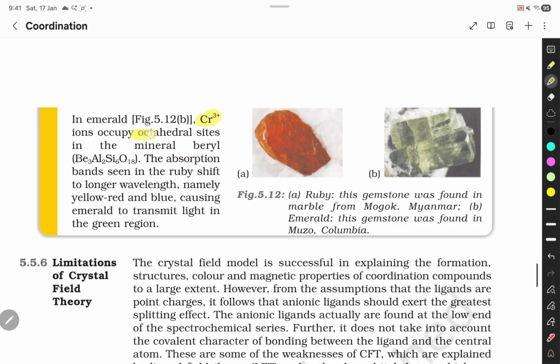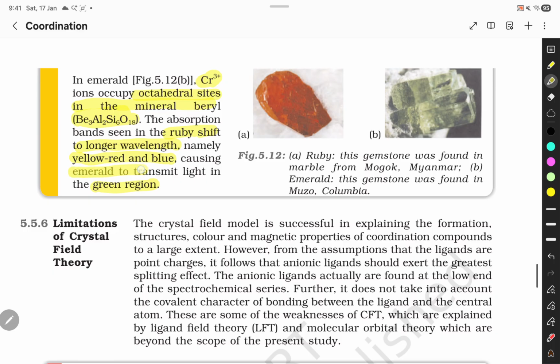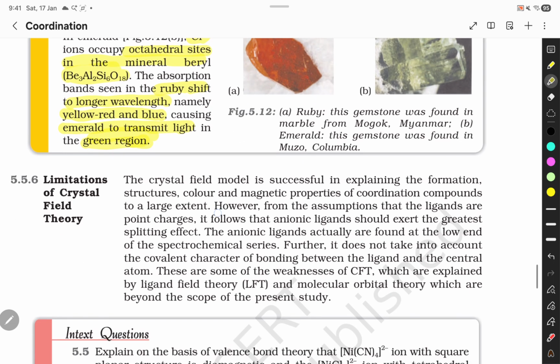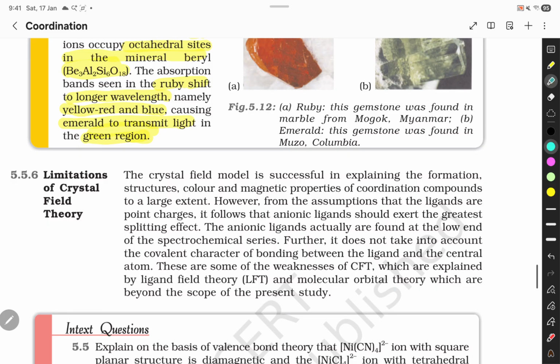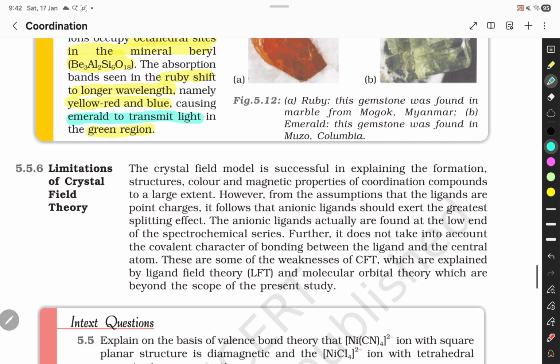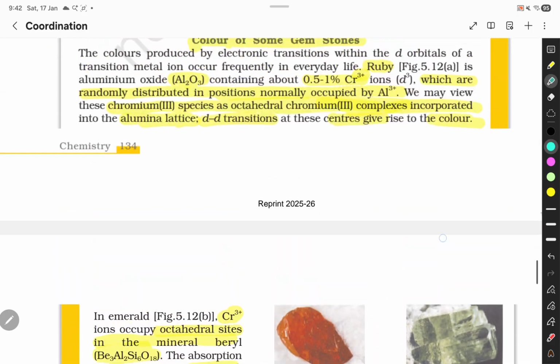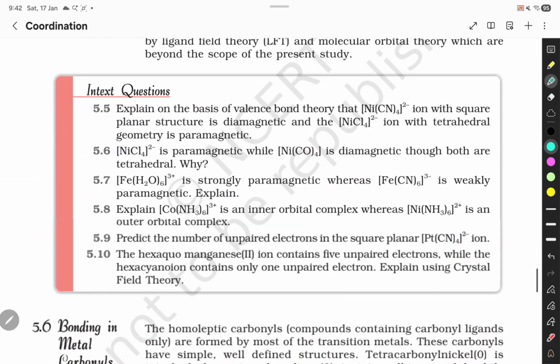So Cr3+ occupies octahedral sites in the mineral beryl. Okay, beryl mineral. So absorption bands seen in the ruby shift to longer wavelength, namely yellow, red, and blue, causing emerald to transmit light in the green region. So if you somewhat remember this paragraph, you can get marks because they might ask whether this paragraph is correct or wrong, and you might or might not get it wrong, right? So just keep reading through this as much as possible.